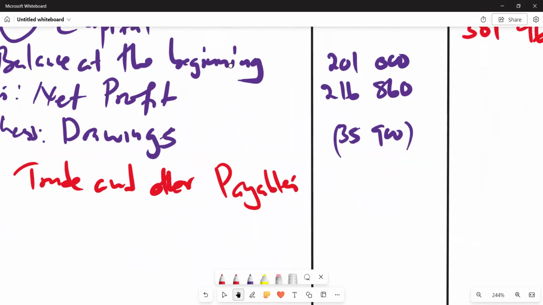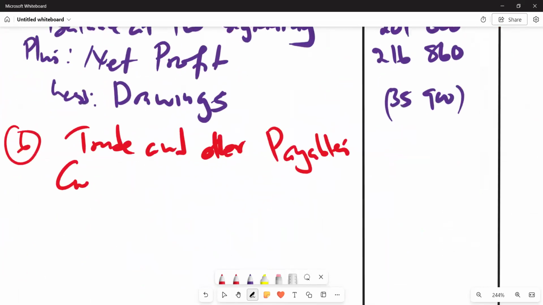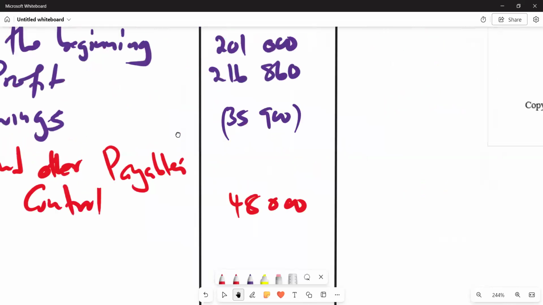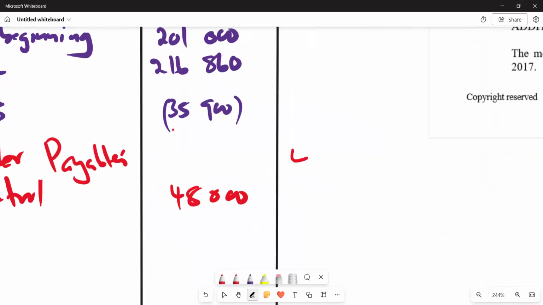So here we are going to say creditors control, and the figure that we have is 48,000. So we are giving 48,000. And obviously we have one item, so it's going to be the total, which is representing trade and other payables, 48,000. So this marks the end of our notes. It means that we are just going to transfer those figures as we prepare our balance sheet.